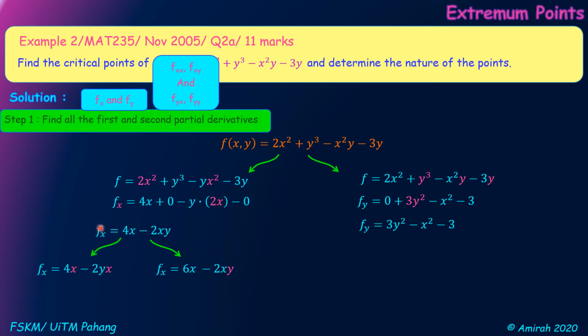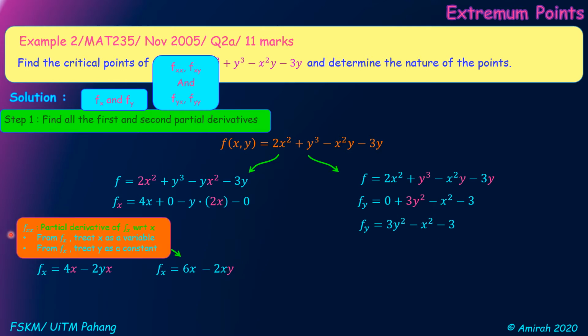After that, from fx, we can find fxx. Fxx means the partial derivative of fx with respect to x. From fx here, we treat x as a variable, and at the same time, we treat y as a constant. To avoid error and make it easy to differentiate, we write variable x in a different color and put variable x at the back. Then we can differentiate fx with respect to x, which is fxx.